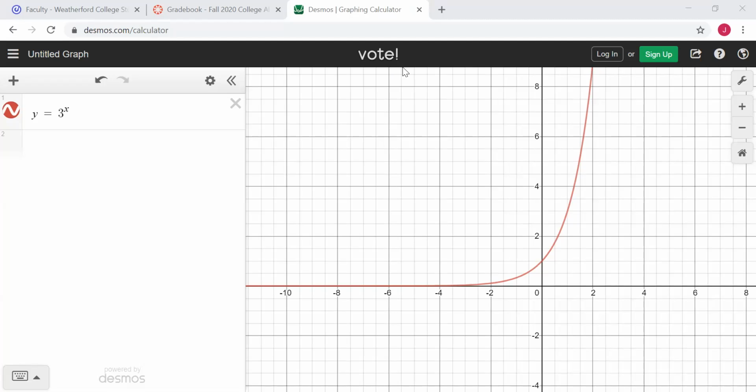Okay, it says vote at the top. Is there an election coming up or something? I have no idea.